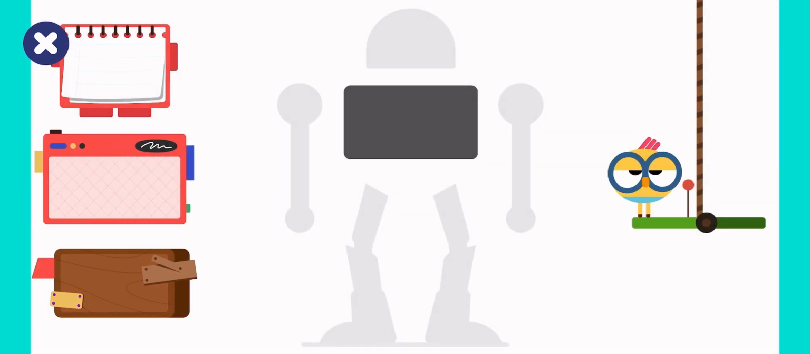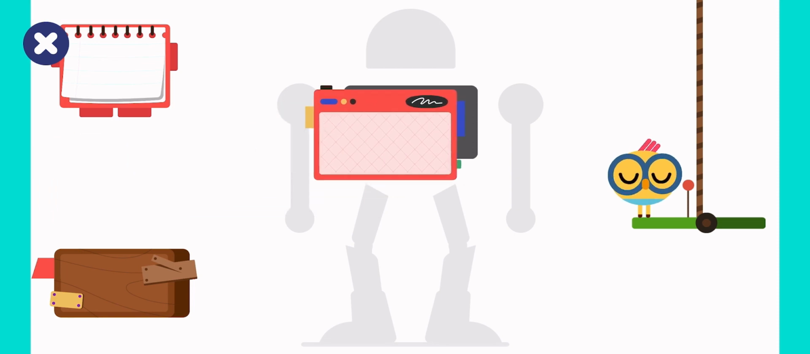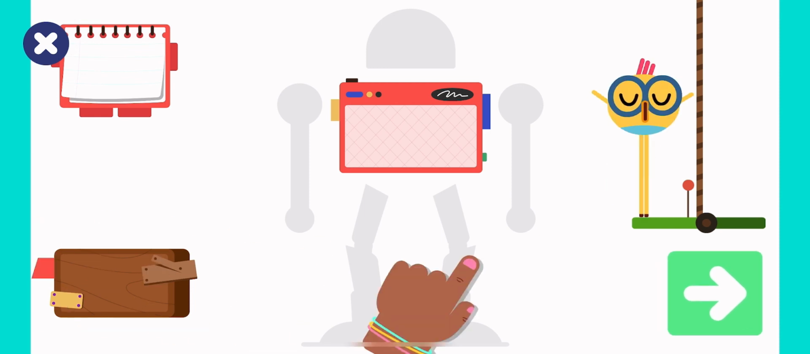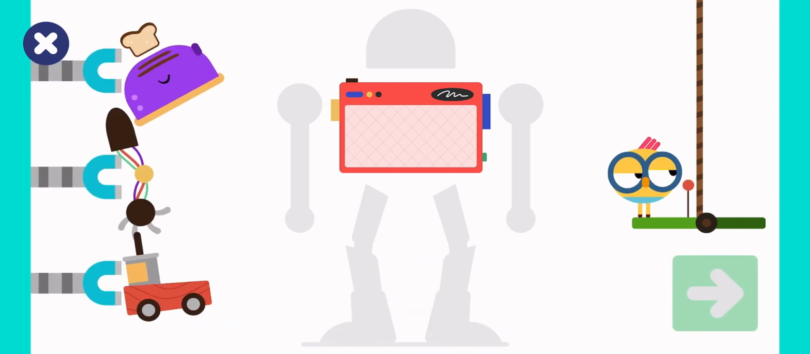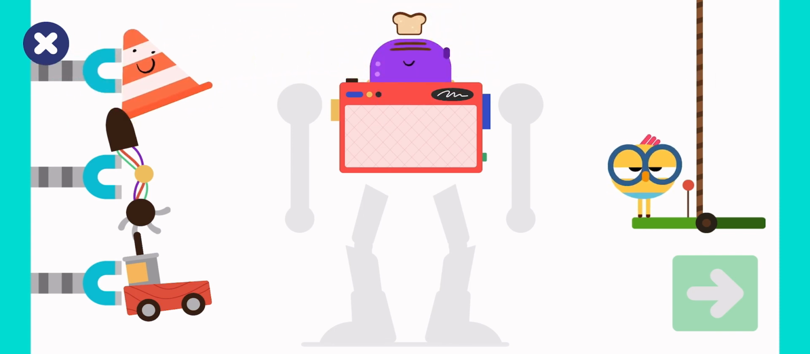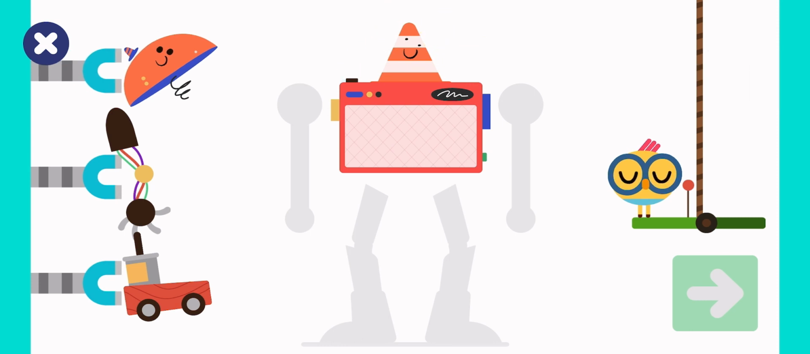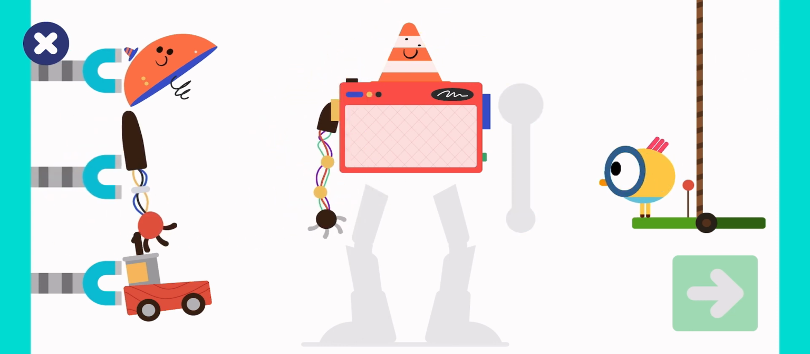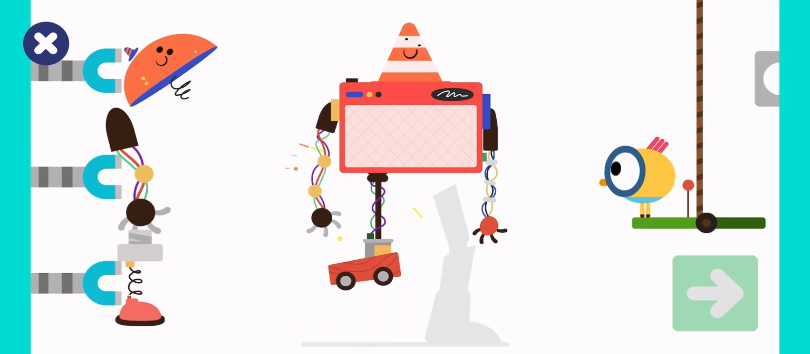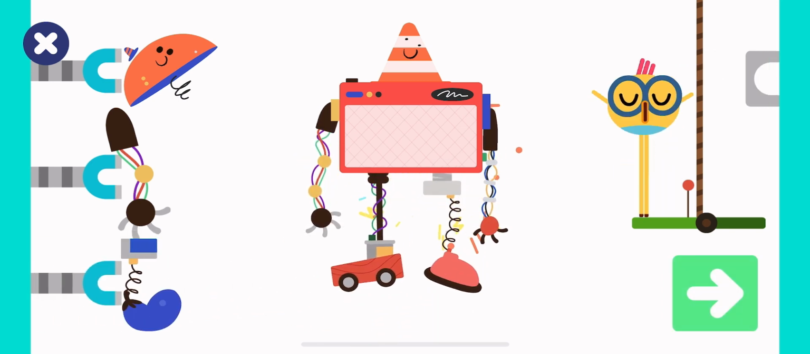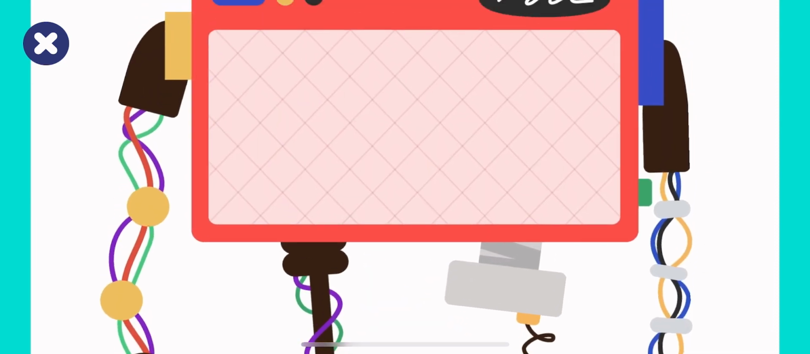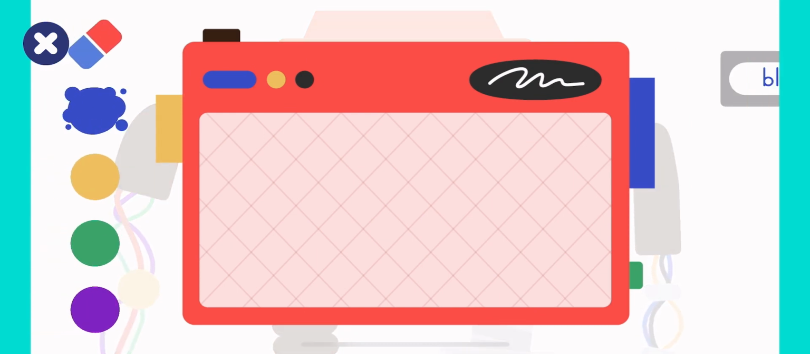Let's build a robot. Body. Pick the body parts. Head. Arm. Leg. Color the body. Blue.